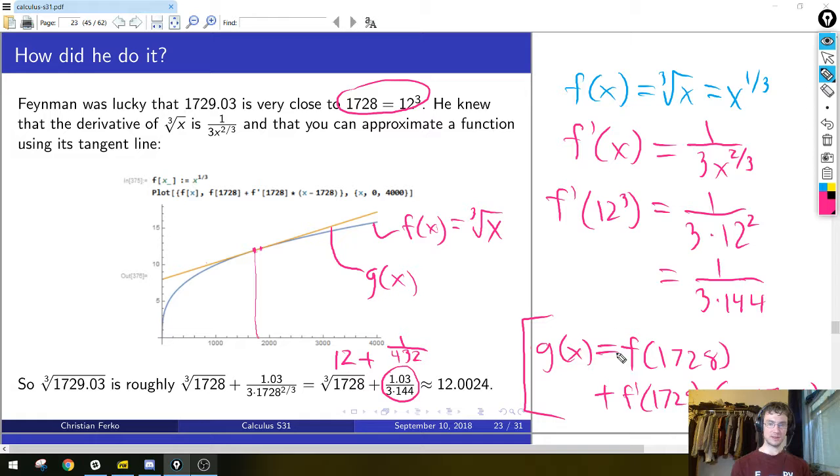So anyway, this was very long-winded, but in summary, what Feynman was doing is not evaluating the function itself, because that's hard. He was just evaluating a line, which happens to be very close to the function that he's interested in.